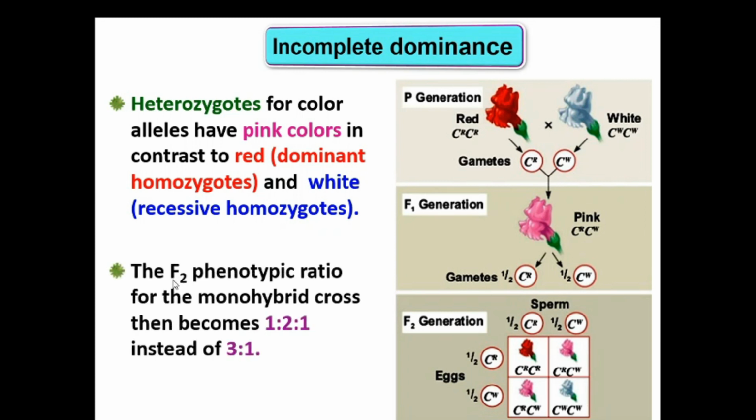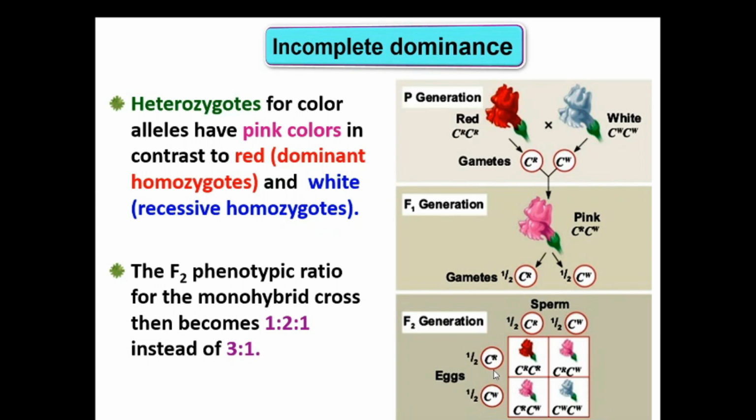For the F2 phenotypic ratio, the monohybrid cross will then become 1:2:1 instead of the 3:1 ratio. When we have this F1, they are being self-crossed, meaning that the pink color of F1, we cross them with another pink color of the F1 generation. For the F2 generation, they will result in one red flower, two pink flowers, and one white flower. So that is what is meant by the 1:2:1 phenotypic ratio.